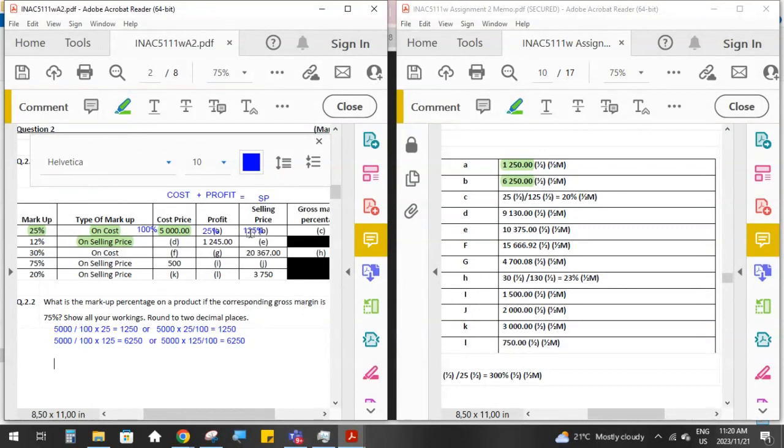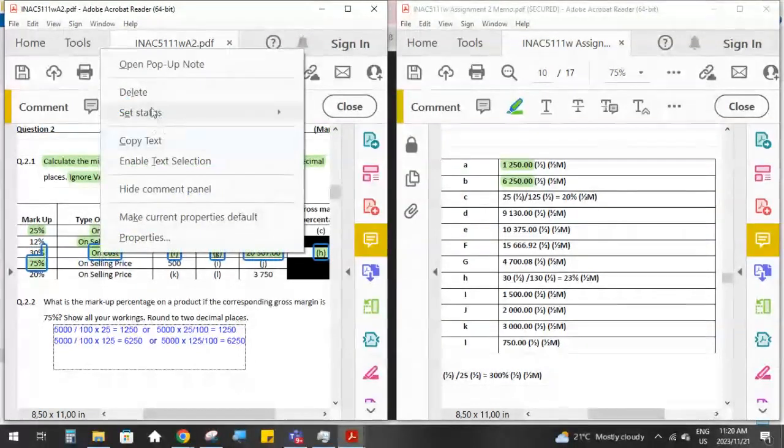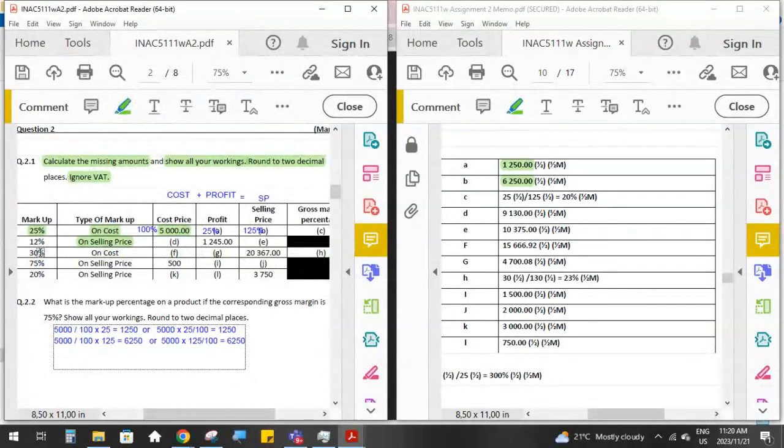Okay, then let's do an example of markup on selling. Exactly what we've done for this first one on cost, you would do the identical maths for this one here, the 30% on cost. The only difference in this example is that instead of giving us the rand value for the cost, they have given us the rand value for the selling price. So let's again apply our exact same principle.